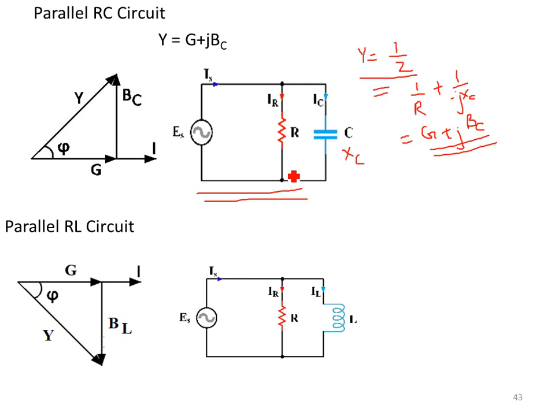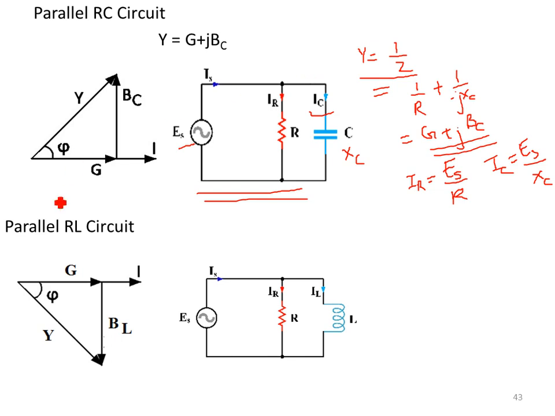Now if you need to calculate the current IR, here IR is the current through the resistance. It is given by the supply voltage ES divided by R. Now what is the value of IC? IC is the current through the capacitor, given by the supply voltage ES divided by XC. That is in magnitude.